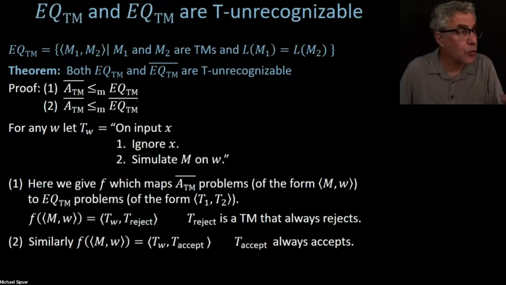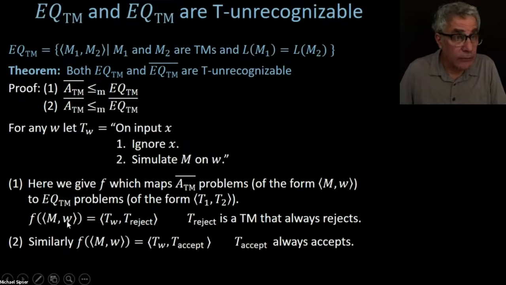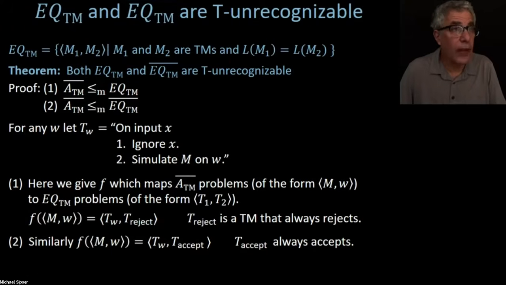Now, just walk through the logic with me. If M rejects W, TW rejects everything, and so it will be equivalent to the machine T reject. That's what we want. If M rejects W, so we're in the language ATM complement, then these two machines that I produce for you are going to be in the Eqtm language. That's what I want to have happen for a reduction from ATM complement to Eqtm.